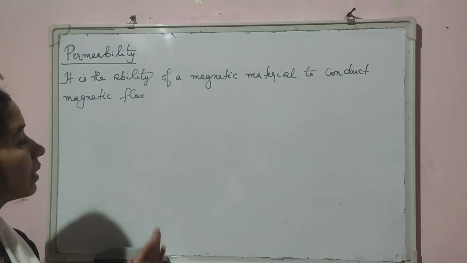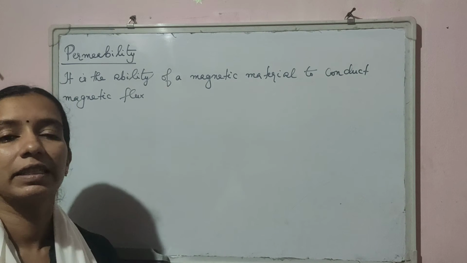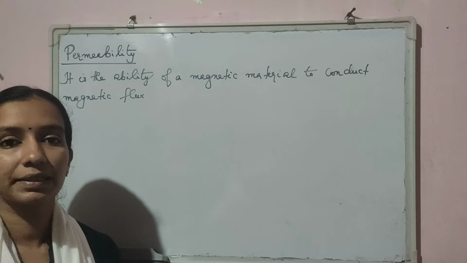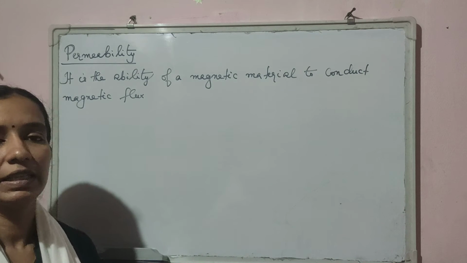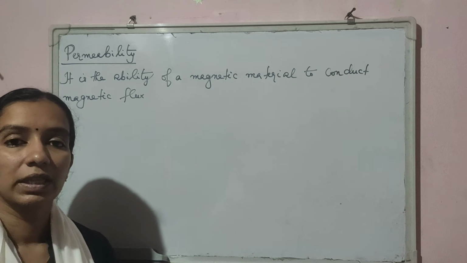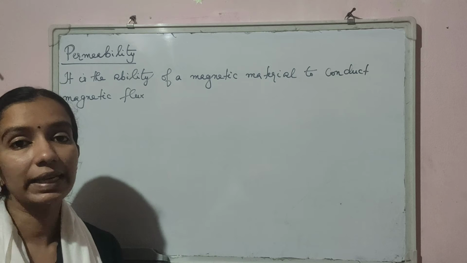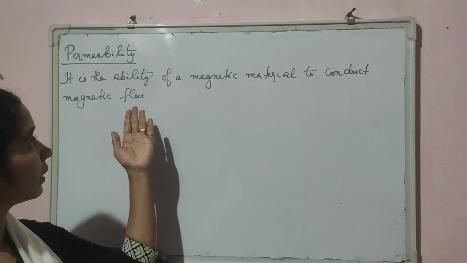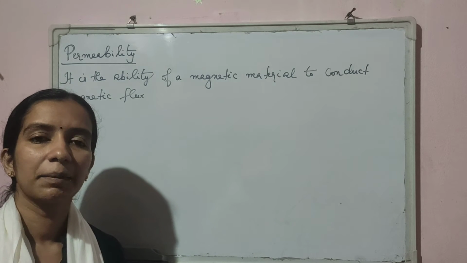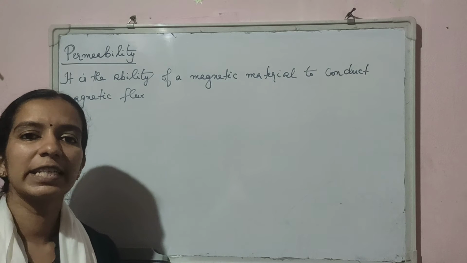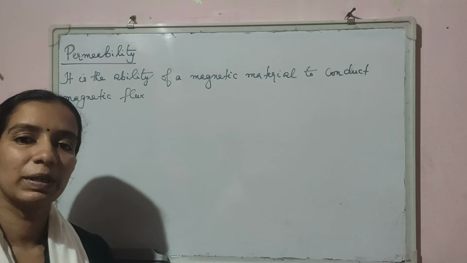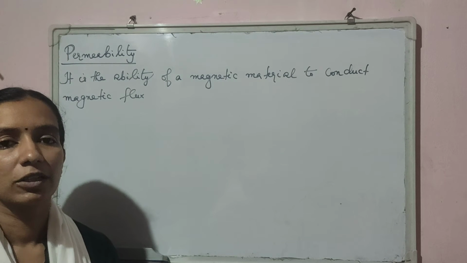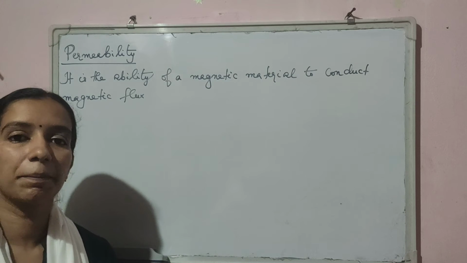This is similar to the term conductivity in case of electric circuits. The ability of a material to conduct electrical current is known as conductivity. Similarly, in case of a magnetic circuit, the ability of a magnetic material to conduct magnetic flux is known as its permeability. Or it is the property of a magnetic material by which it allows the setting up of flux in it. That property of the material is known as its permeability.